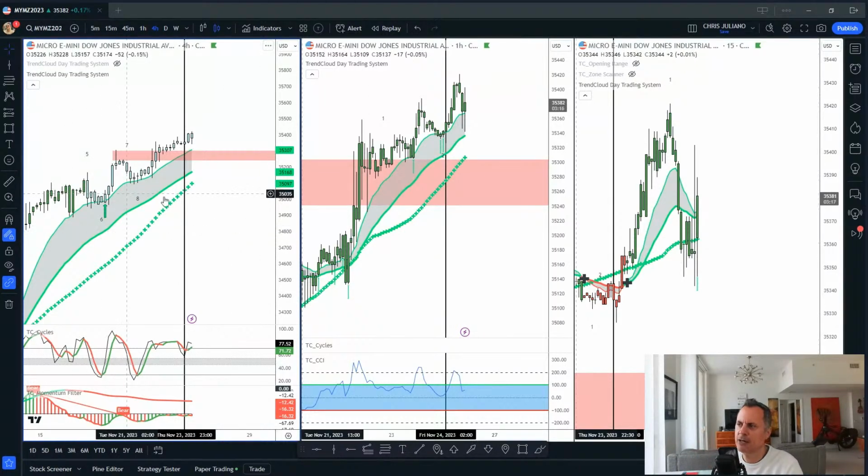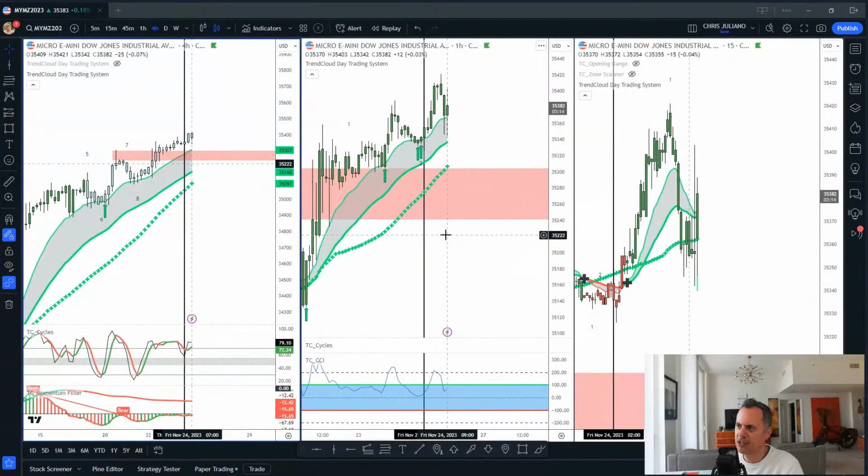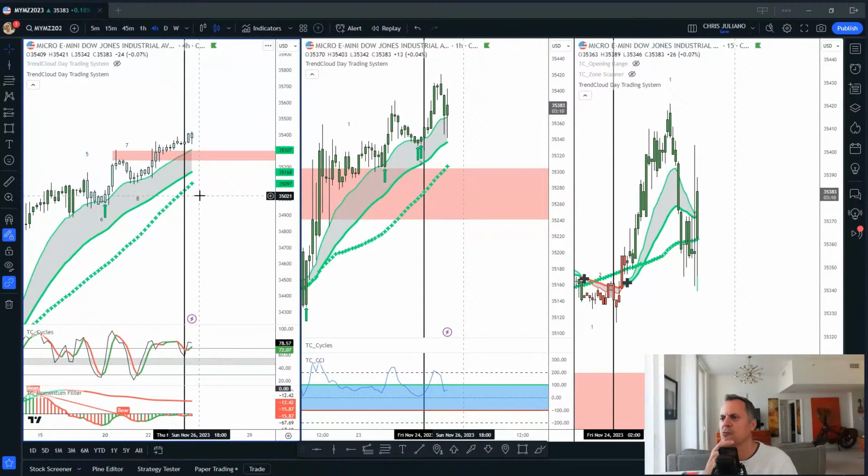If you've got TrendCloud on all three time frames and you've been studying the Dow and you're like, I wonder what's going to happen during Christmas. Are we going to have a Christmas rally? Are we going to have this Christmas rush? What's TrendCloud telling you? This is your price action mapping system. Will the news event be a catalyst in the same direction as your TrendCloud analysis?